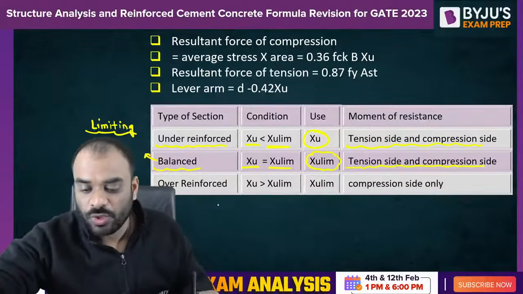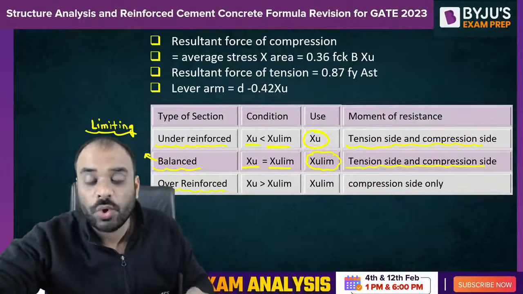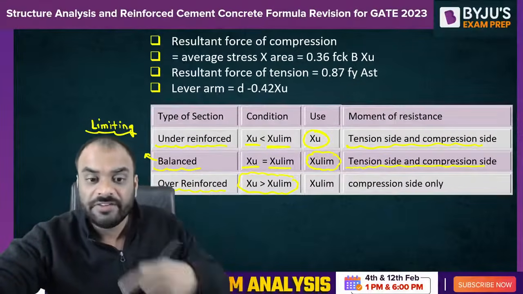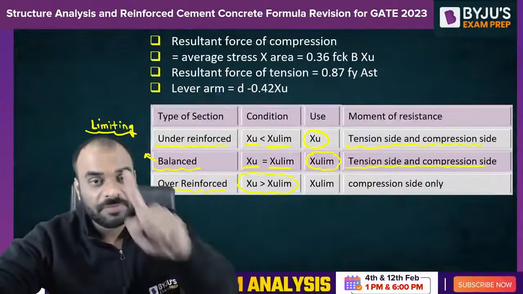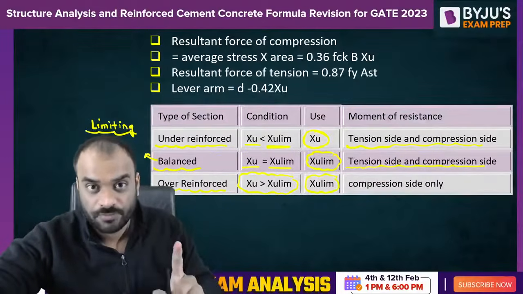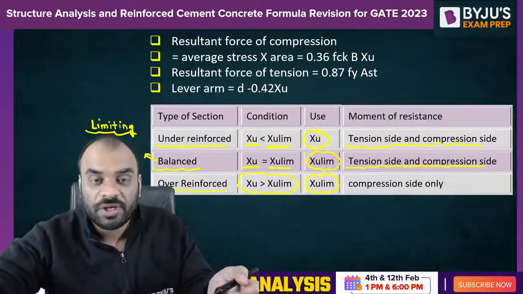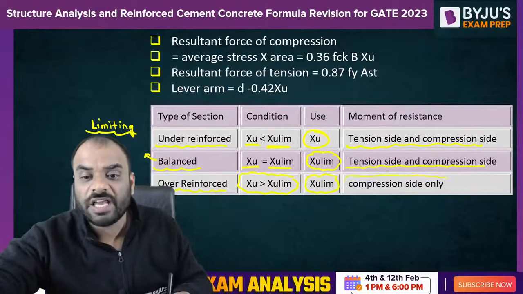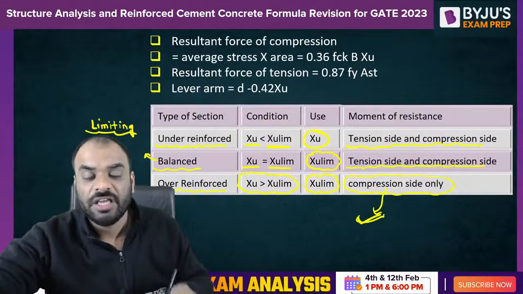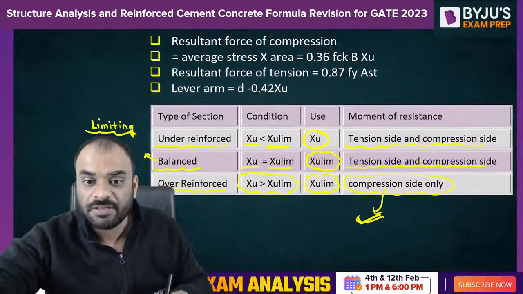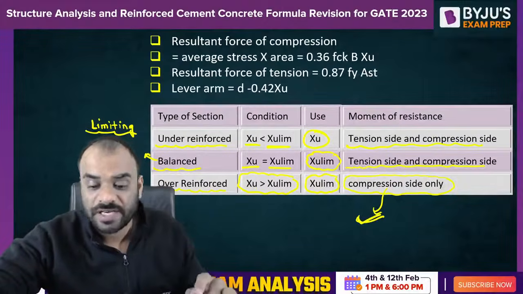The next condition is over reinforced section. In over reinforced section, XU is greater than XU limiting. If it is greater, while calculating the MR, please remember this point guys, you need to use XU limiting only. Don't use XU while calculating the moment of resistance. But you need to remember this point also, guys. While calculating the MR for over reinforced section, always find it from the compression side. If you find it from the tension side, you will get a wrong answer. That's why, guys, please remember, you need to find the MR from the compression side only.